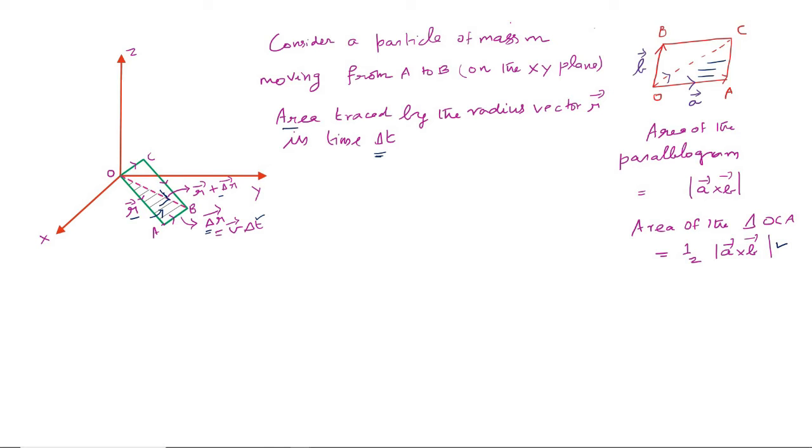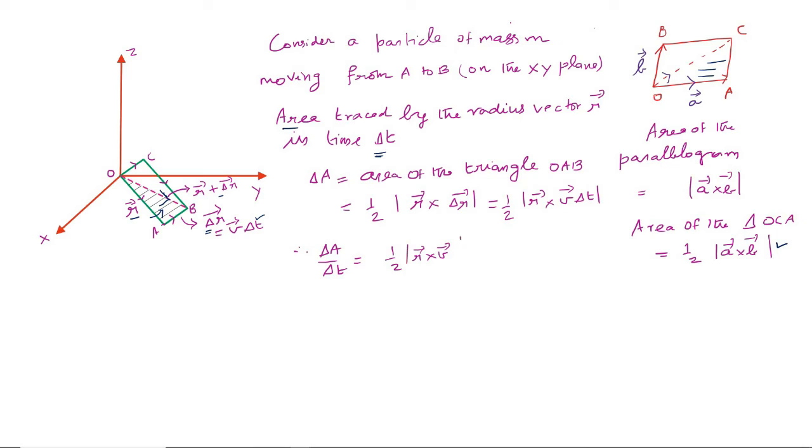Now come to this picture. Here the area of the triangle OAB is equal to half of the modulus of r cross delta r, which is half modulus of r cross v delta t, because delta r equals v delta t, delta r being a distance, and v delta t is also a distance. Delta t can be taken out and brought to the left side. So delta A by delta t is equal to half the modulus of r cross v.